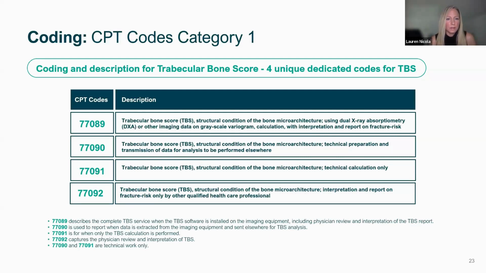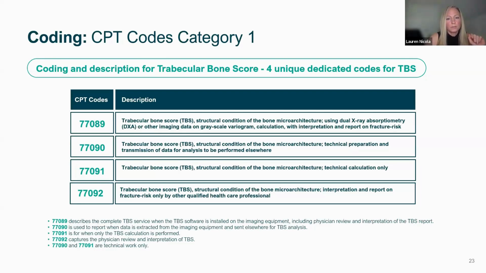That is when the TBS is done in your office or in your hospital outpatient setting. The calculations are made all at the same site, and the physician read is covered under that service. So that's the whole package. And then the other 3 codes are if individual components of the service are provided in one place while others are done somewhere else. So the 090 is just the technical preparation and transmission of data. That one is if the calculation itself is performed elsewhere.